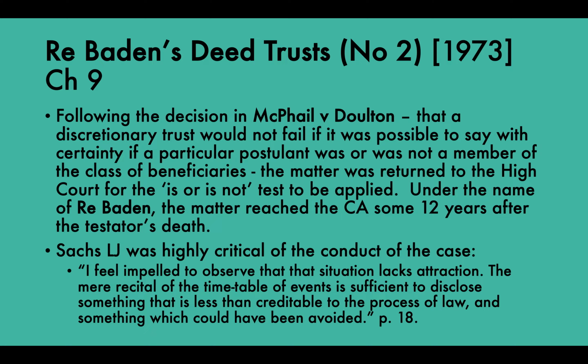So McPhail v Doulton went up to the House of Lords to decide what the test was for certainty in the case of discretionary trusts. And the House of Lords handed down its judgment in 1971. It held that a discretionary trust would not fail if it was possible to say with certainty whether a particular postulant was or was not a member of the class of beneficiaries, which is what we mentioned in the previous video. And then they went back to the High Court to apply the law set out by the House of Lords to the particular facts of the case.